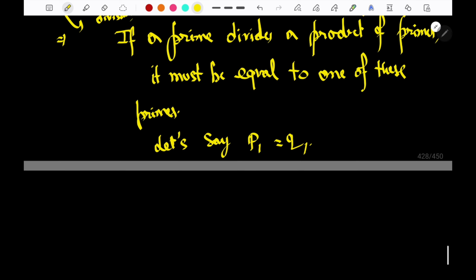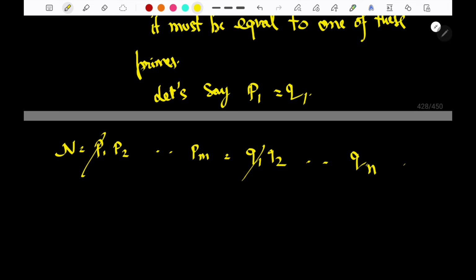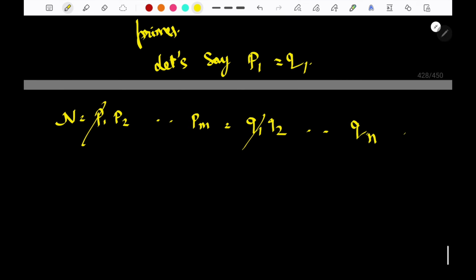Then what can we do? It was written n equals p1, p2 up to pm equals q1, q2 up to qn. So we can cancel p1 and q1. Why? Because they are positive and they are equal. So if I cancel, now it becomes n dash. Why? Because n dash is n divided by p1, or you can say n divided by q1.